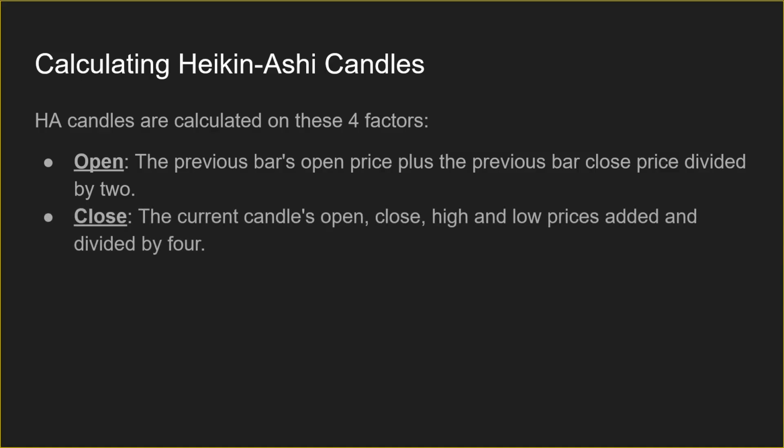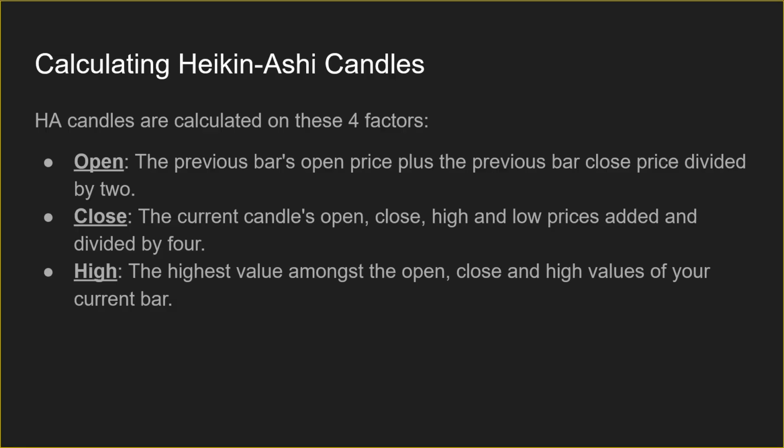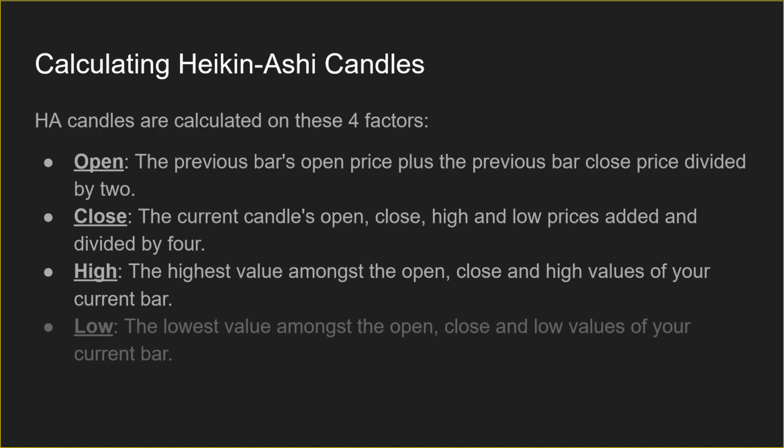We also see the close price. This is the closing part of the body. The current candle's open, close, high and low prices are added and then divided by 4. The high is the highest value amongst the open, close, and high values of the current bar. So whatever the highest price was, that will be the high. And then the low would be the lowest value amongst the open, close, and or the low value of that current bar.